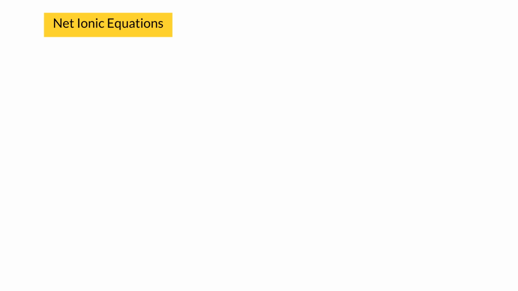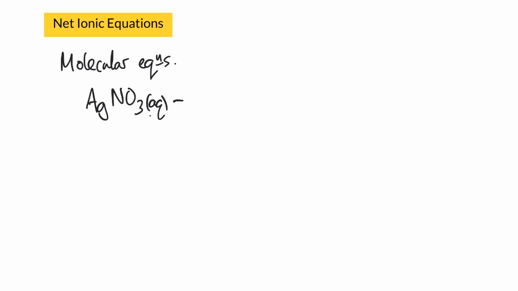Okay, we're going to learn how to write net ionic equations, and just a reminder, before we broke up, we wrote what we called molecular equations, and a molecular equation might look something like this. So, for instance, silver nitrate, AgNO3, dissolved in water, (aq), will react with magnesium iodide, MgI2, both water soluble, and they form products.